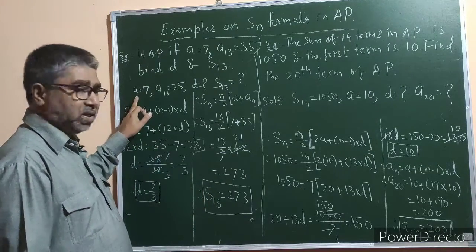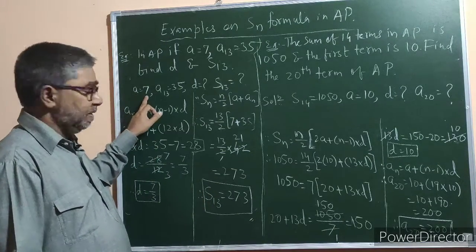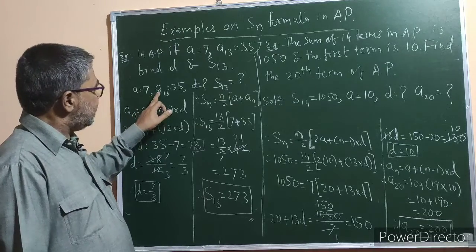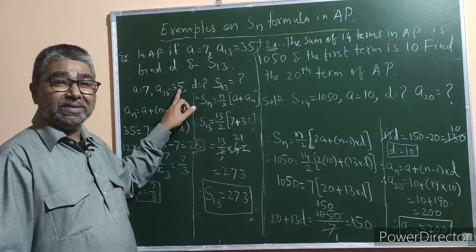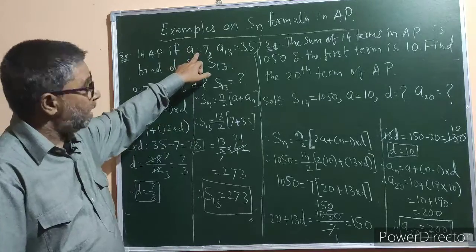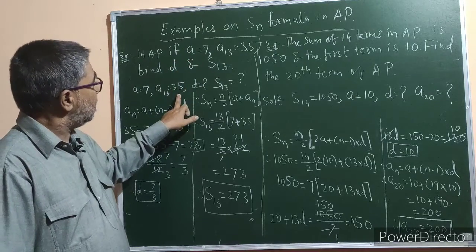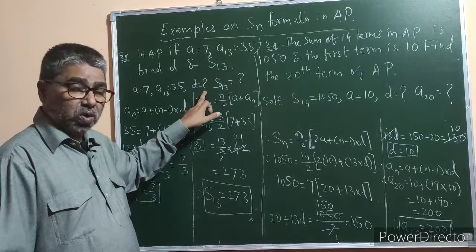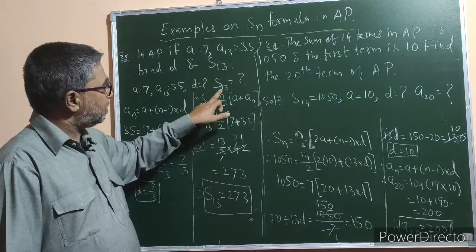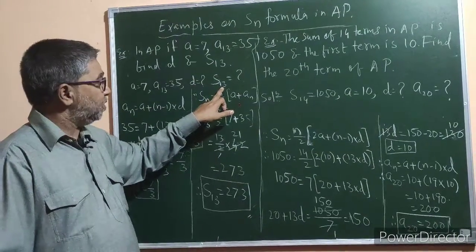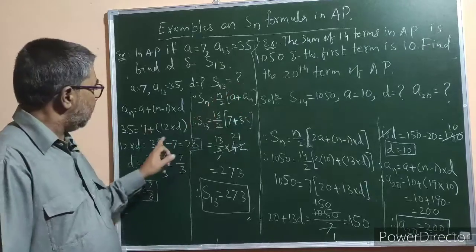So let us solve this example. a is equal to 7, a13 is equal to 35, that is, the 13th term of this arithmetic progression is 35. Find d, which is question mark, and find S13, the sum of 13 terms, which is also question mark.